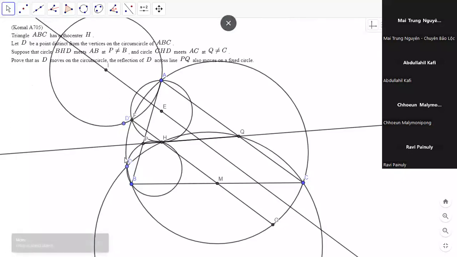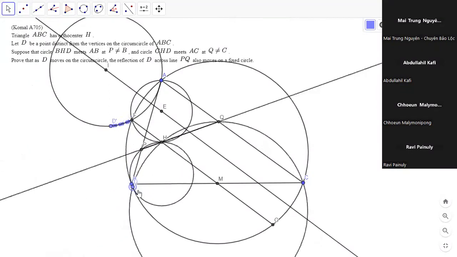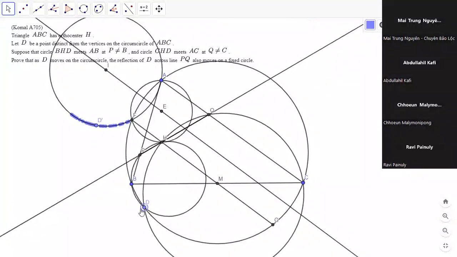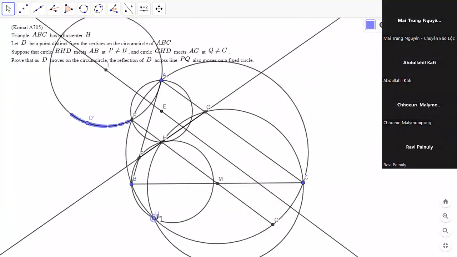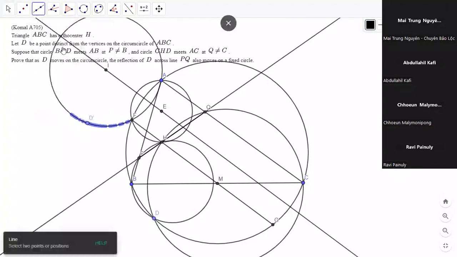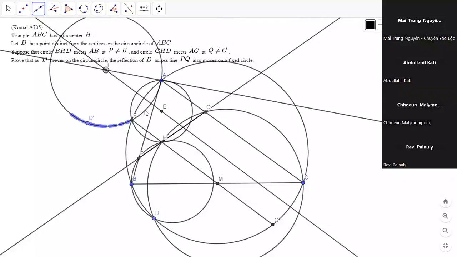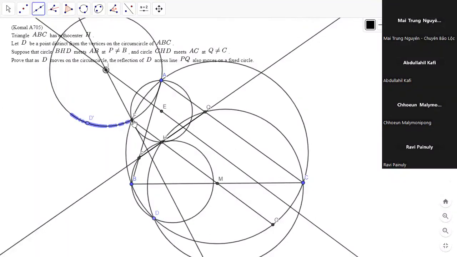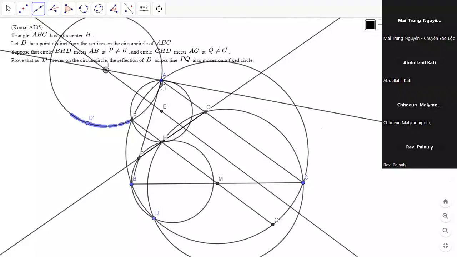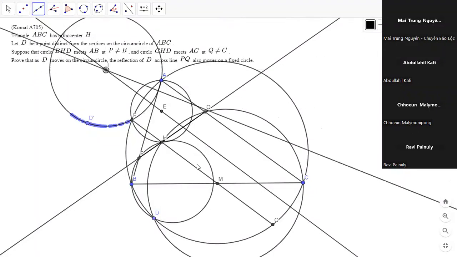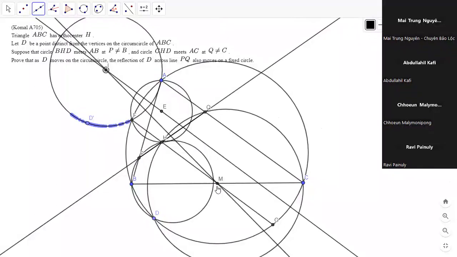Okay. So I is the center. And what can we say about I? Is it tangent? No, that's not tangent to that circle. Yeah, we just have to find something special about point I.